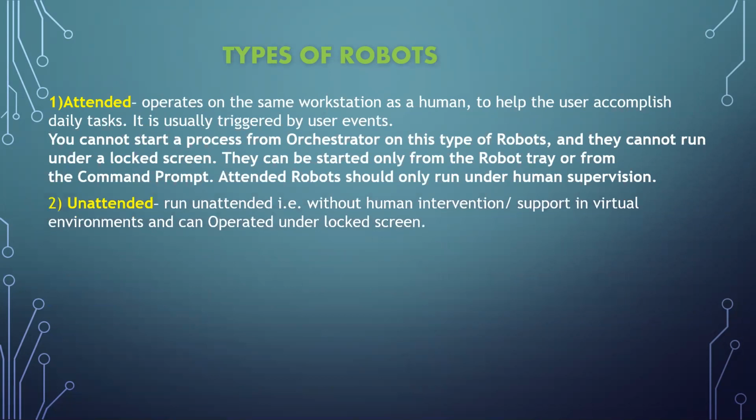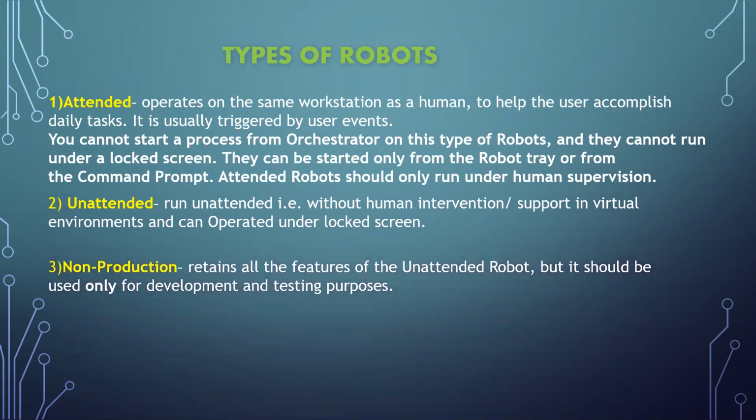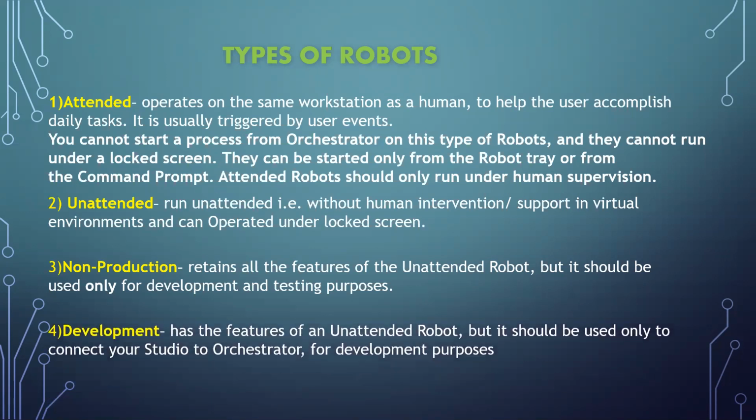Then unattended. This kind of robot runs without human intervention or without human support in virtual environments, and it can operate under the lock screen as well. Then third is non-production. It retains all the features of unattended robots, but it should be used only for development and testing purposes. Then last is development. It has the features of all unattended robots, but it should be used only to connect your UiPath Studio to the Orchestrator and for development purposes.